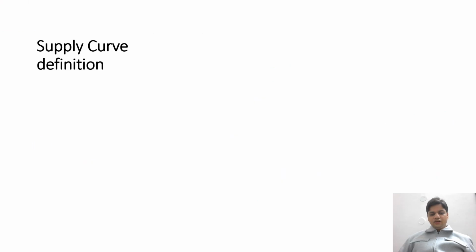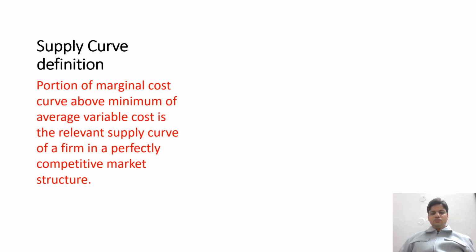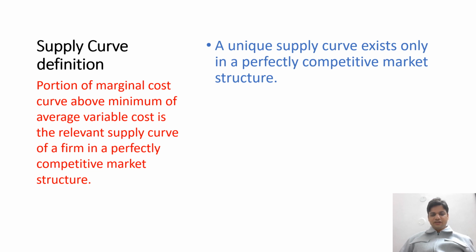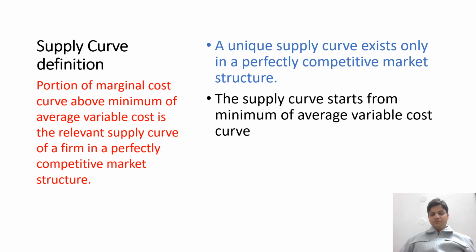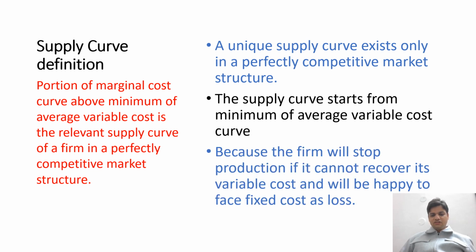Now coming to the definition. The portion of the marginal cost curve above the minimum of average variable cost is the relevant supply curve of a firm in a perfectly competitive market structure for the output, not for the input. A unique supply curve exists only in a perfectly competitive market structure. The supply curve starts from the minimum of average variable cost. The reason is already stated by me.